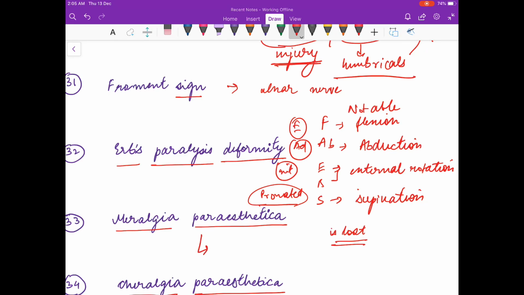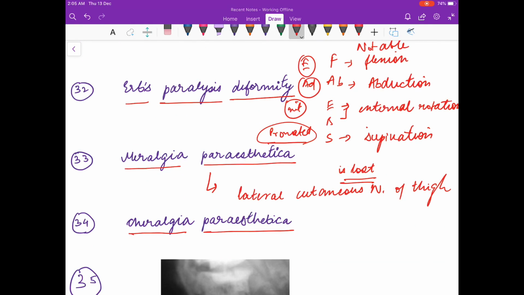What is meralgia paresthetica? It is damage to lateral femoral cutaneous nerve of thigh. Cheiralgia paresthetica is involvement of superficial radial nerve.